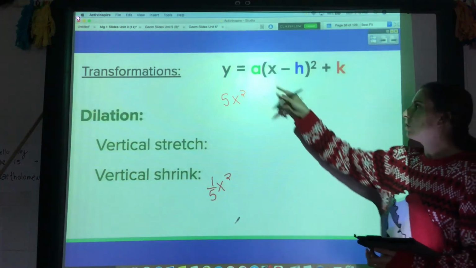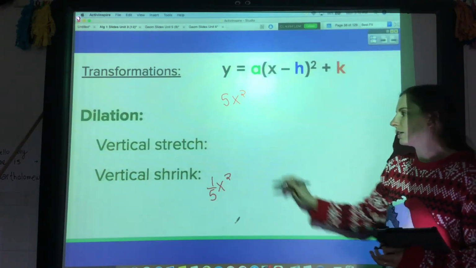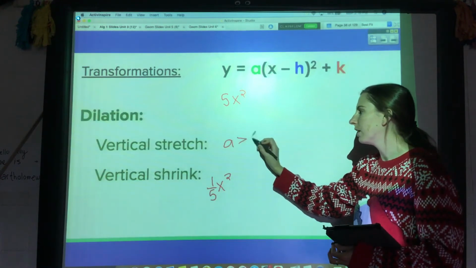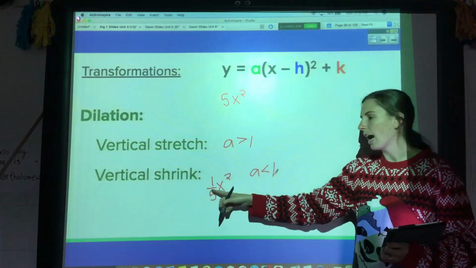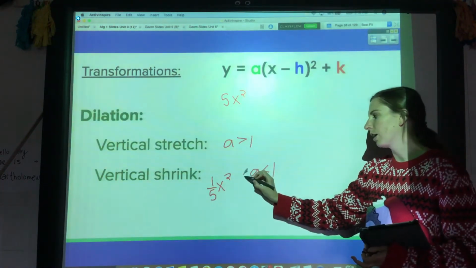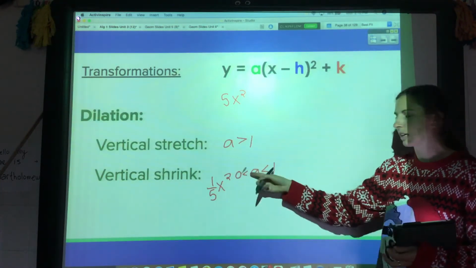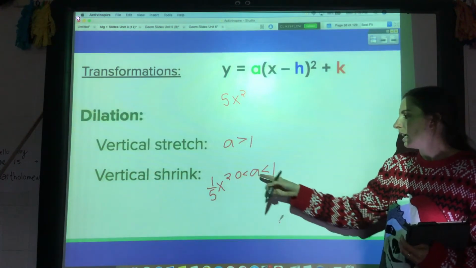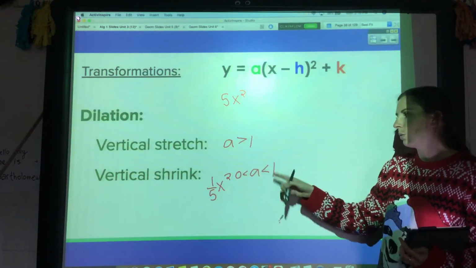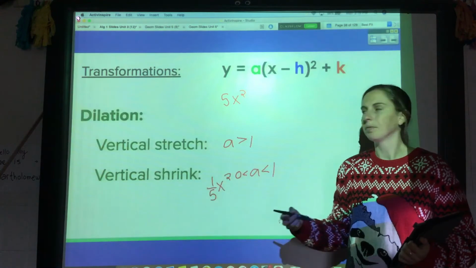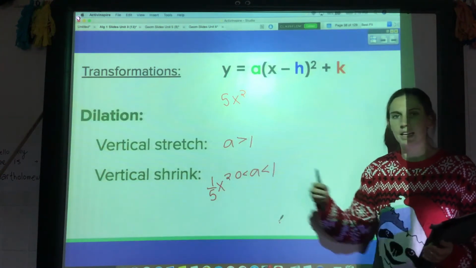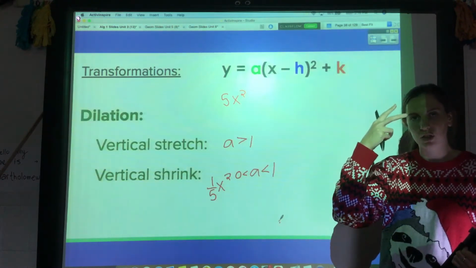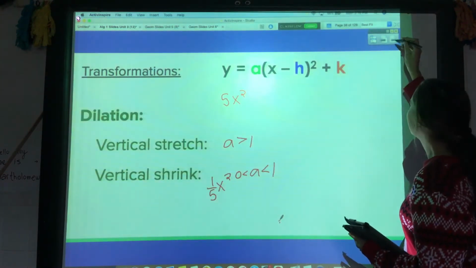Basically you use the A value, whatever's in front. If A is bigger than 1, it's a stretch. And if A is less than 1, like a fraction or decimal, but it does have to be greater than 0, if A is between 0 and 1, it's going to be a shrink. So dilations are just a stretch or shrink. Like when you get your eyes dilated, they stretch or shrink your pupils.